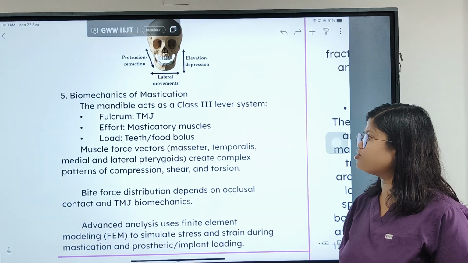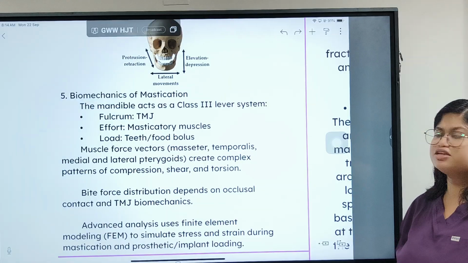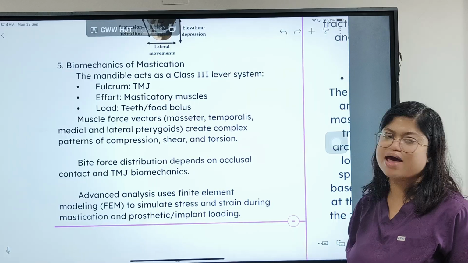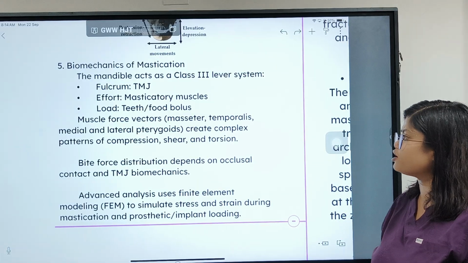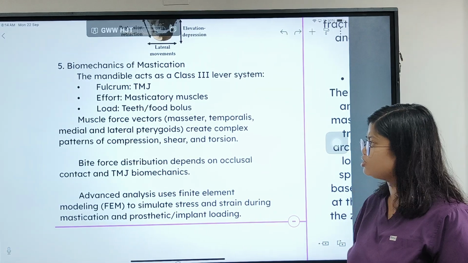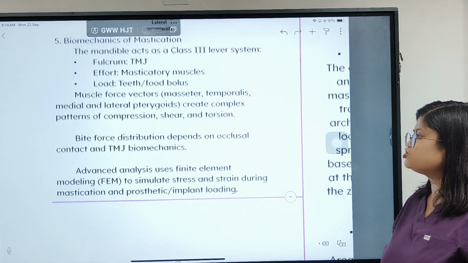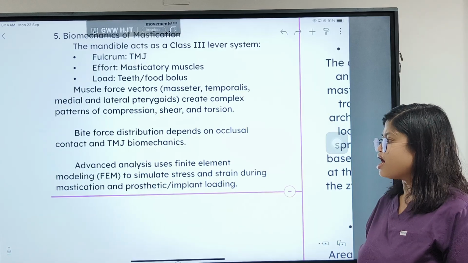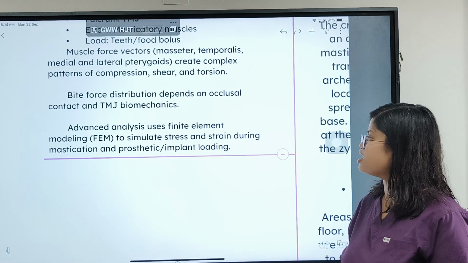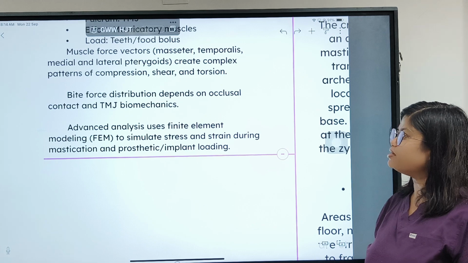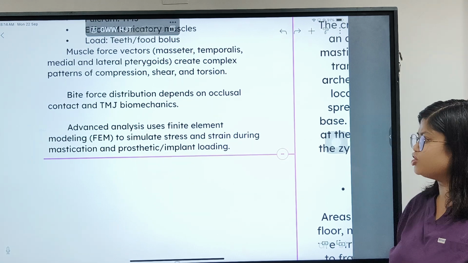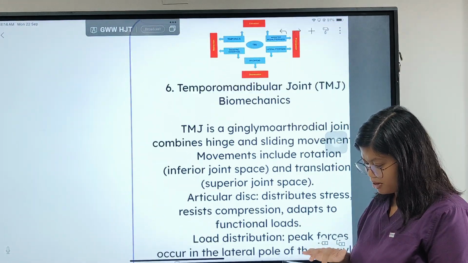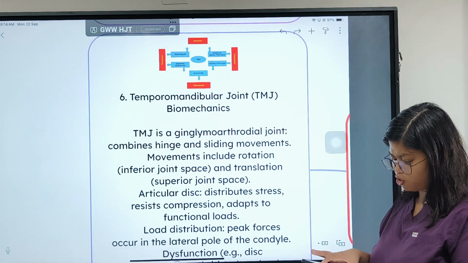Coming to the biomechanics of mastication, the mandible acts as a class 3 lever system where the fulcrum is the TMJ, effort is the masticatory muscles and the load is the teeth or the bolus that we have. Muscle force vectors, that is the masseter, temporalis, medial and lateral pterygoid, create a complex pattern of compression, shear and torsion. Bite force distribution depends upon the occlusal contact between teeth and the TMJ biomechanics, and advanced analyses in this area use finite element modeling to simulate stress and strain during mastication and prosthetic implant loading.